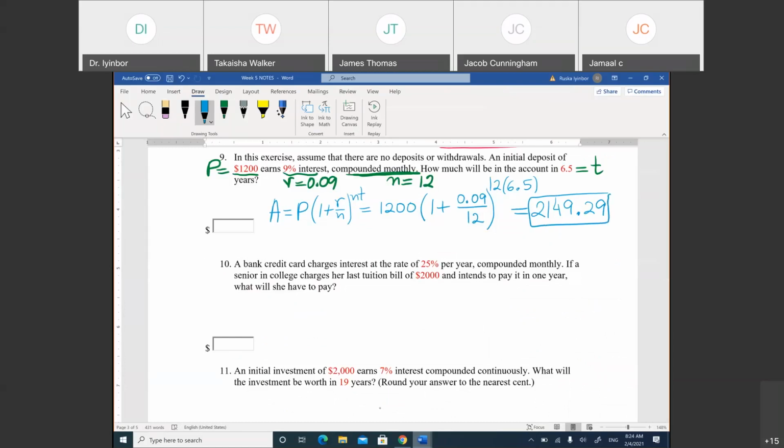So far, so good? And you just plug it in like that: 2149.29. Any questions on this? No? Everybody good? Okay. Let's do it again.